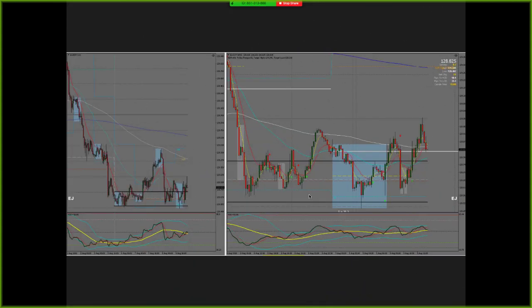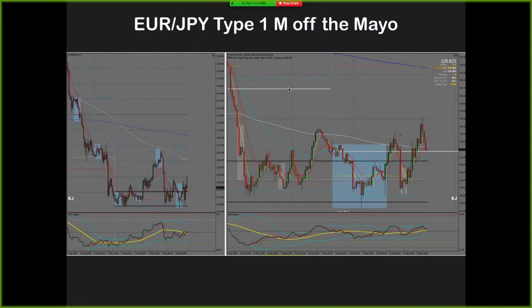All right, next we're going to look at EJ. This was a type 1 M off the Mayo. So you can see here we have our Asian range, and then we don't really get a fast move out of the box for the first one, and it actually comes down. So you might have been thinking that this was an M already, and on this big shift, because this is a pretty big shift. But then they do take it back up. They create a second leg, and then they also again trap through the Mayo, and then give you the second leg here out of this Asian session. So first leg here, second leg.